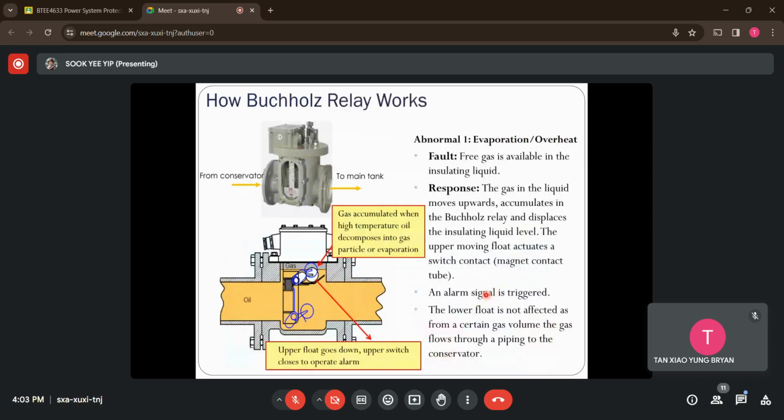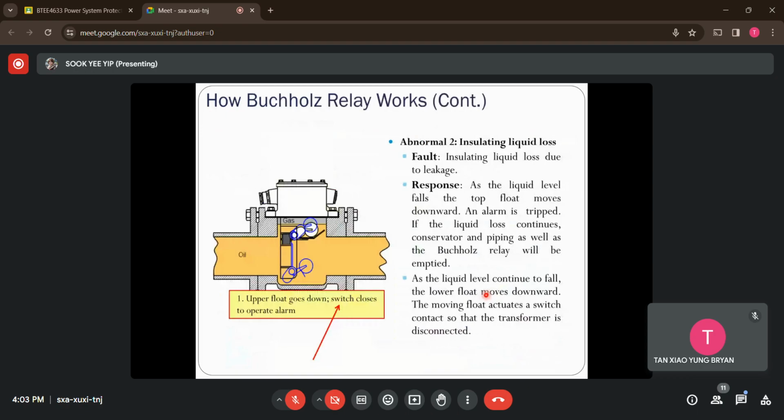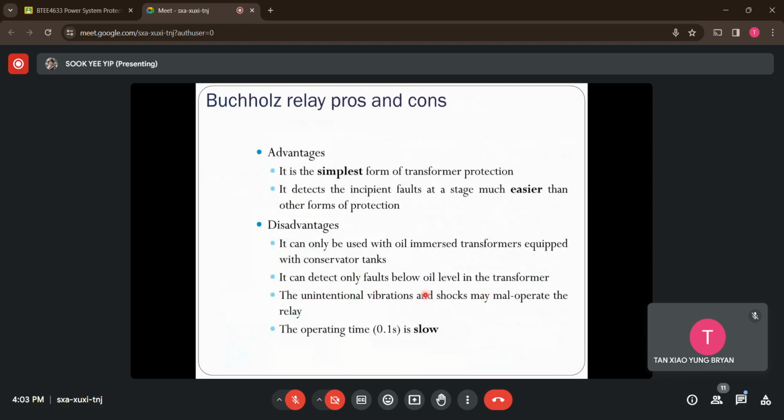And what else are the disadvantages of the Buchholz relay? The last one is that the response time is quite slow. Typically the recorded operation time for the Buchholz relay to trip on the fault is 0.1 seconds, which means that the fault situation will stay there for this duration.